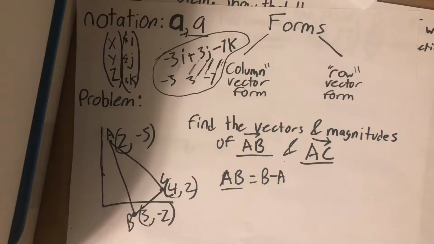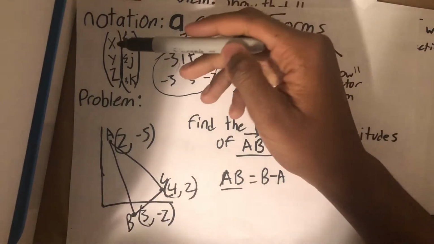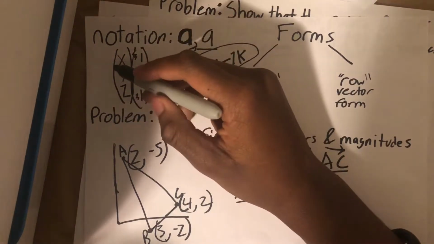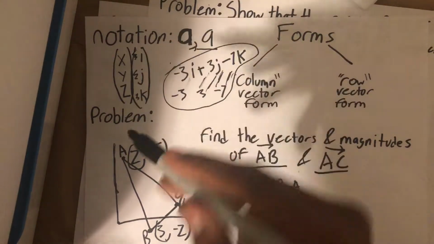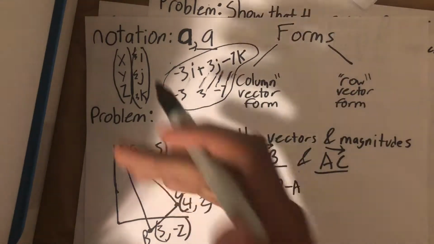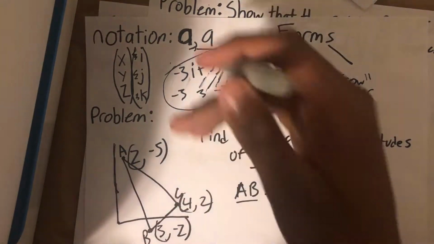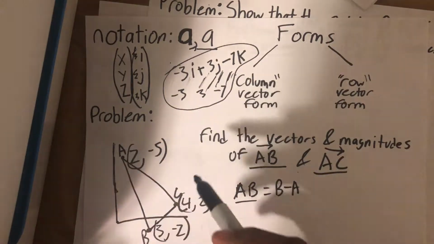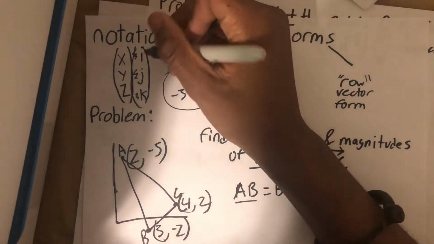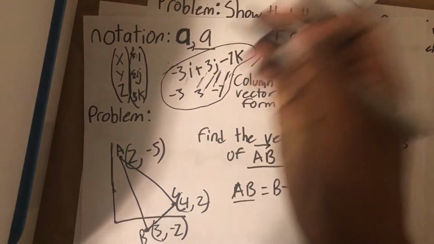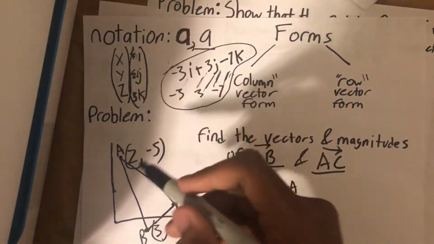So we have either the XYZ orientation of it. We have XYZ going down vertically, and each row in this column is one of the components. So we have I, J, K as well, and before the I, before the J, and the K we have the numbers. So it would be like 3I, let's say 4J, and like 5K. Doesn't matter, that's just where the numbers would go.